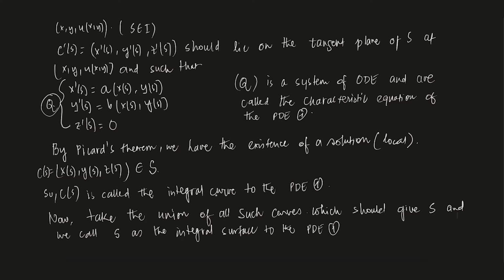So essentially what is happening is a curve on the surface S, that we get when we solve these particular equations, is called the integral curve. These three equations are called the characteristic equations, and the surface which you get by taking the union of all such curves is called an integral surface. Okay, now let us take up an example and see how all of this works.